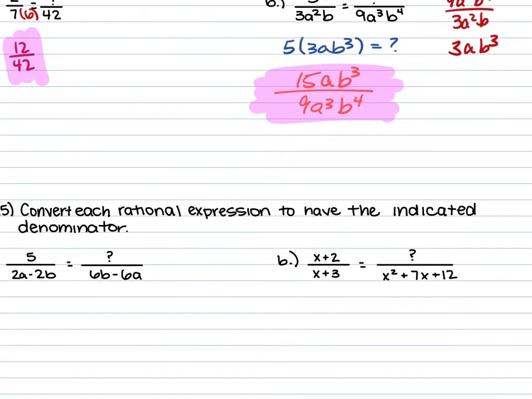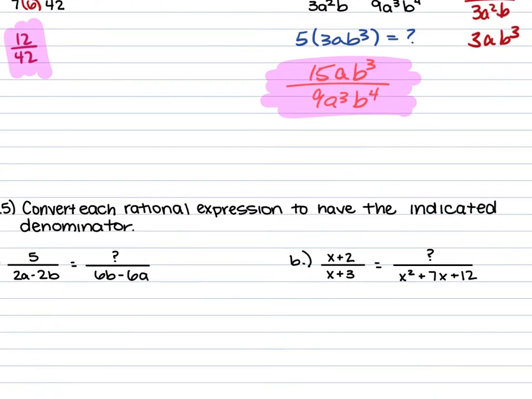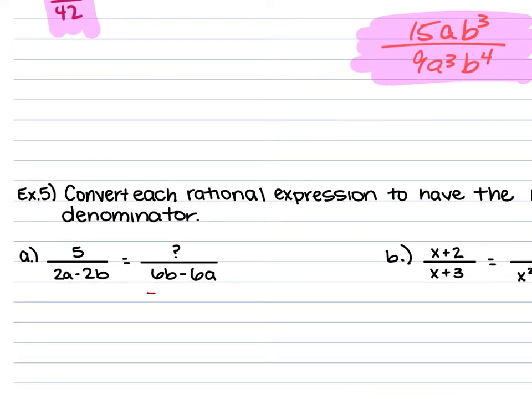For example 5, we're doing the same exact thing. With these, again, what we did with that last question, you may be better off doing with the two denominators here, so that way you can get exactly what you have to multiply the top by. If we look at example 5a, we're given 5 over 2a minus 2b is equal to something over 6b minus 6a. Now that 6b minus 6a is not in the same order as that 2a minus 2b, so I would rewrite that to be negative 6a plus 6b.